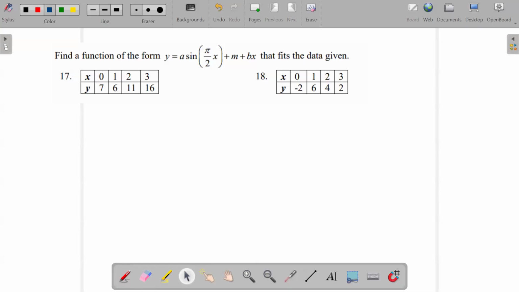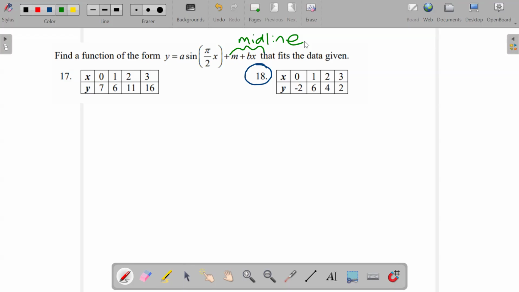All right, so we're going to take a look at 18 here. We want to find functions of the form a sine of pi over 2x plus mx plus b. Since mx plus b is added, that means we have a variable midline. There's some straight line with a slope and y-intercept, and we are oscillating around that straight line.